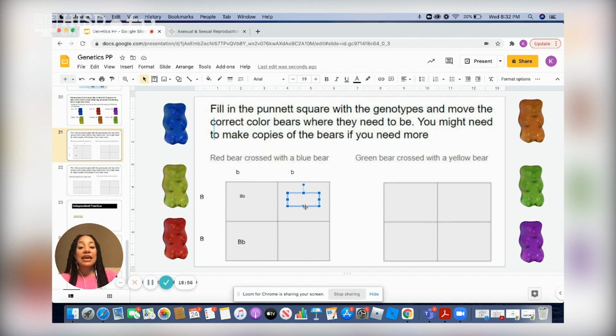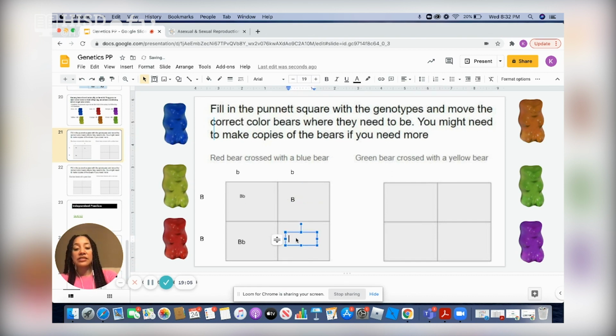And we're going to do the same thing for the next one. So this capital B is going to go in the next box, and then the next capital B is going to go in the next box. So the capital B's go in both boxes across from it, and the lowercase b's go in both boxes beneath it. So now I'm going to put a lowercase b and a lowercase b. So all of the offspring in this cross have the same allele pair.